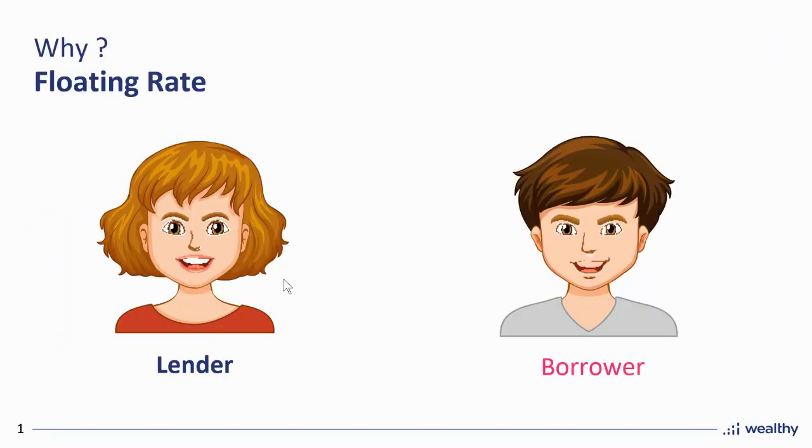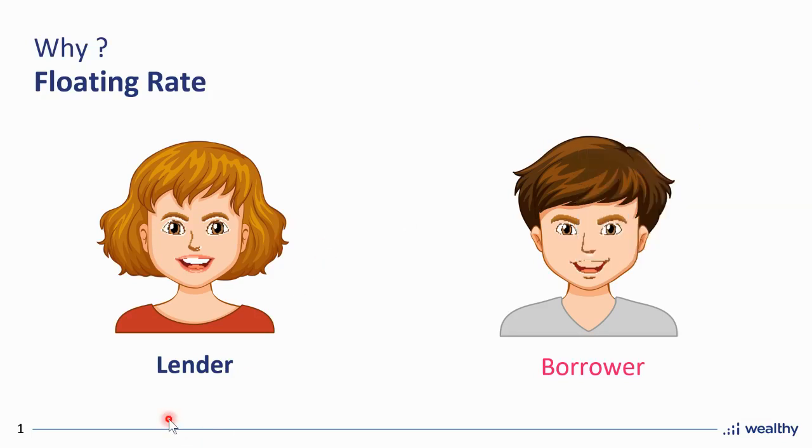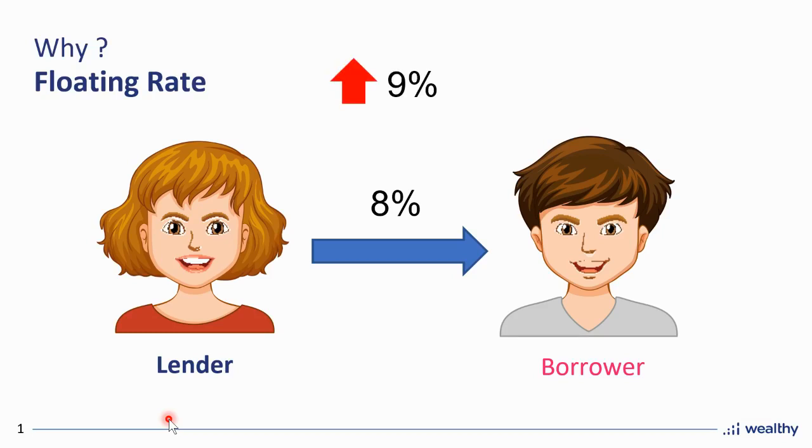I'll take a small illustration. Let's take a small example. Let's say there is a lender and a borrower, a person who's taking the money, and the lender is giving this money to the borrower at a fixed 8% rate. But for some reason, the interest rate in the market goes up to 9%, and the borrower is very happy because the market interest rate has moved up, but the lender is very unhappy because otherwise he would have got 1% higher.